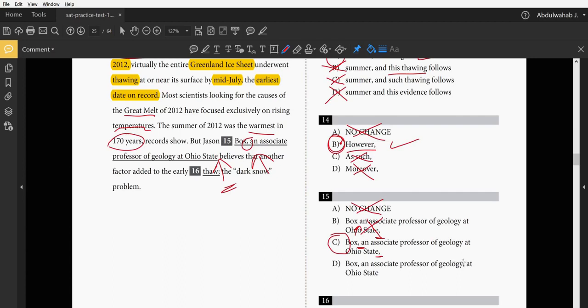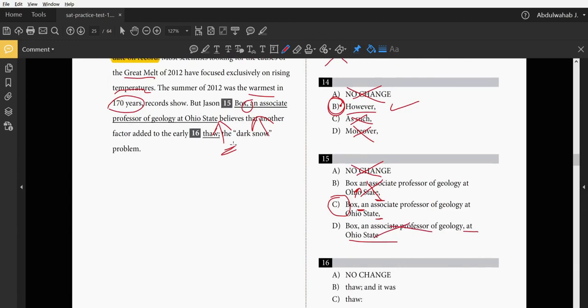"Box, an associate professor of geology, at Ohio State, believes." Now, when you do this, you're taking away parts of the parenthetical element or the appositive. But "at Ohio State" is part of the appositive itself. It shouldn't be outside of the comma. It should be included within the comma at the end. So that's why D is wrong.